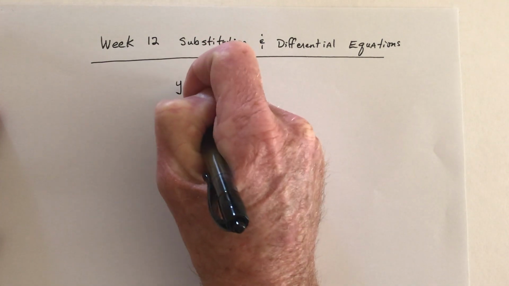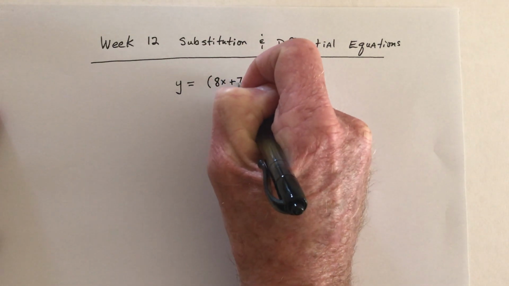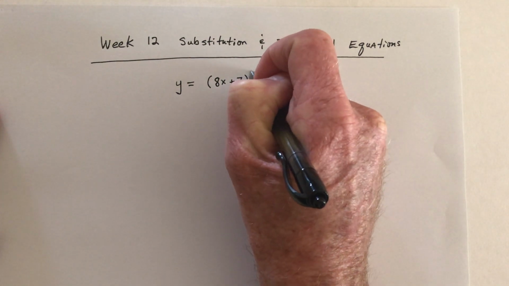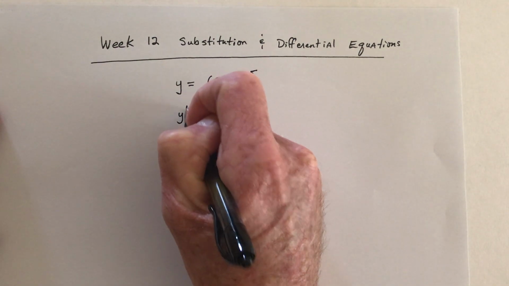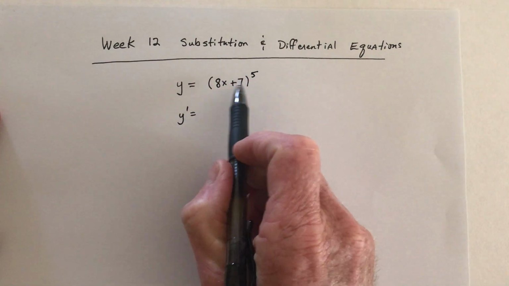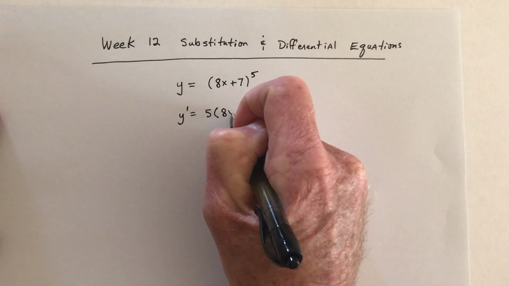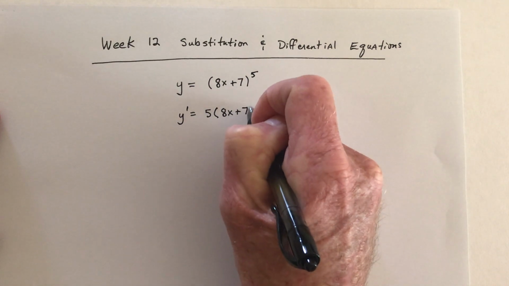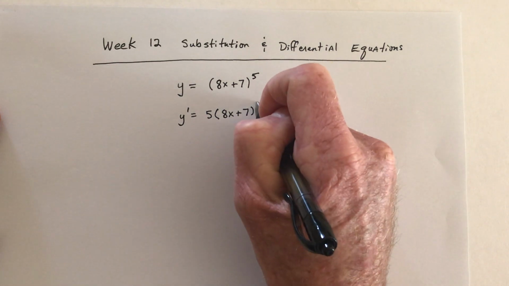So let me just start with a function, and let's say that it's 8x plus 7 raised to the fifth power. And we're finding the derivative. So at first you just do the power rule, the 5 goes in front and you multiply. For now, the 8x plus 7 stays the same. And then subtract 1 from the exponent, so now it's raised to the fourth.